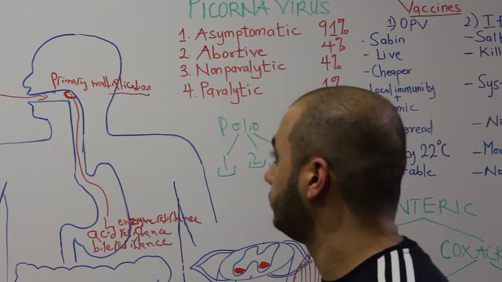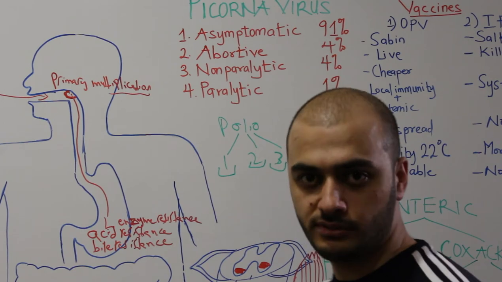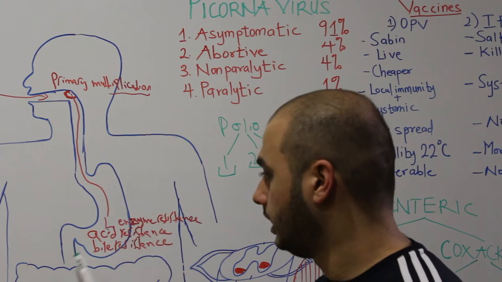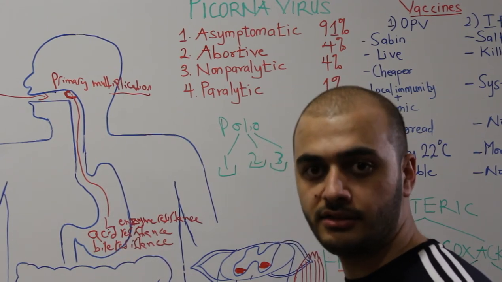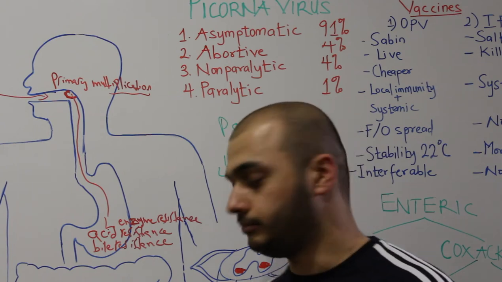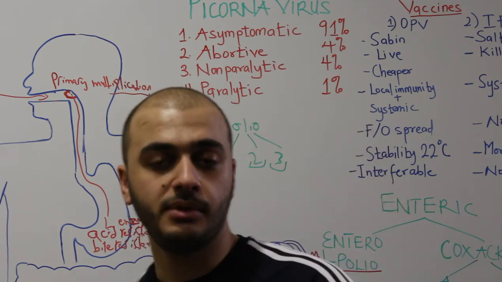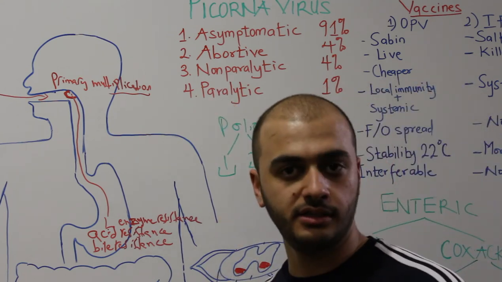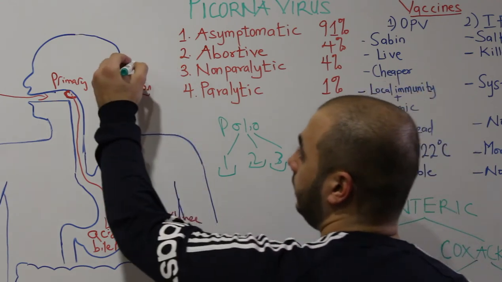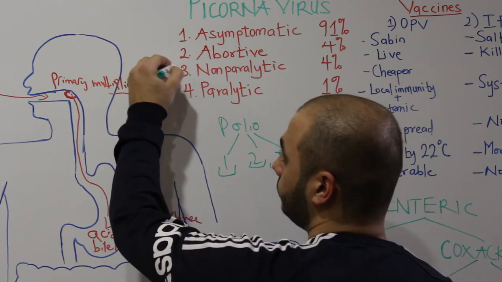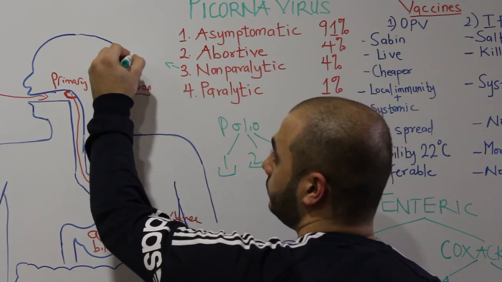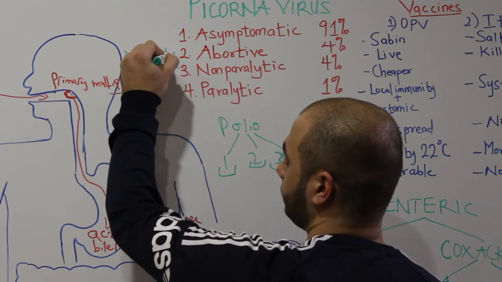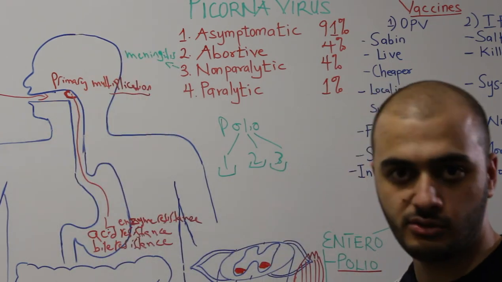The second stage is abortive, and it's less common. In this stage, the virus will proceed to the intestine and replicate there, and transfer to the blood, where it will stop. The third stage is non-paralytic, where there will be no paralysis, as the name says, and there will be aseptic meningitis. And of course, it's less common.